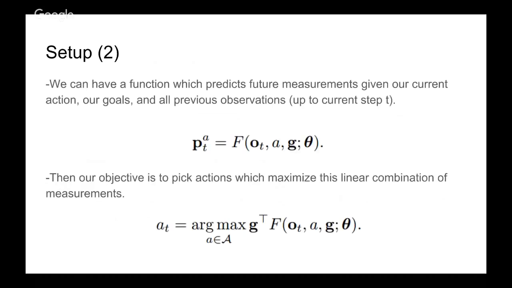And then for the next part of the setup, basically you define a function which predicts the future measurements given the current action, the goals, and all of the previous observations up to the current step. And then the objective is to pick actions which maximize the linear combination between the measurements and the goal vector.